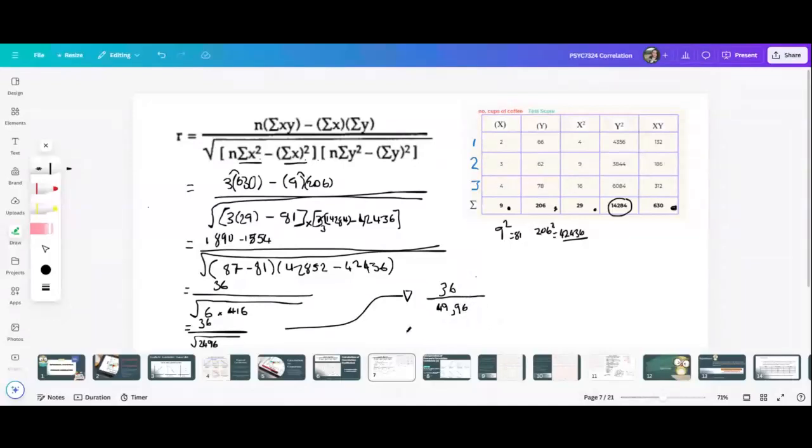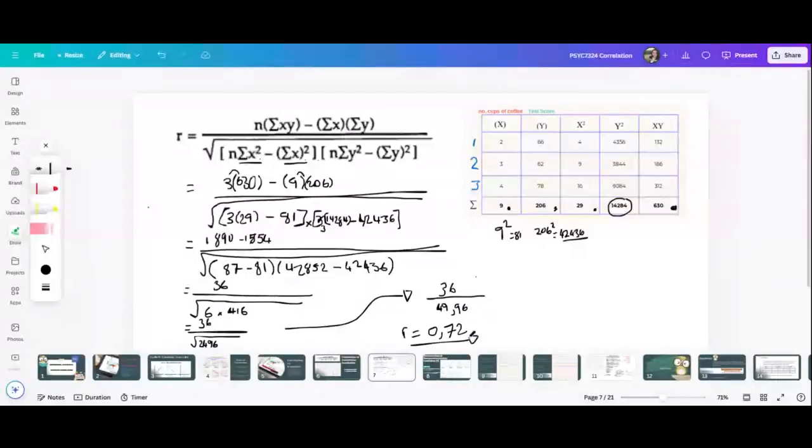Okay. We are so close to our final answer. Would anyone love to do the honors? What is 36 divided by 49.96? 0.72, correct.